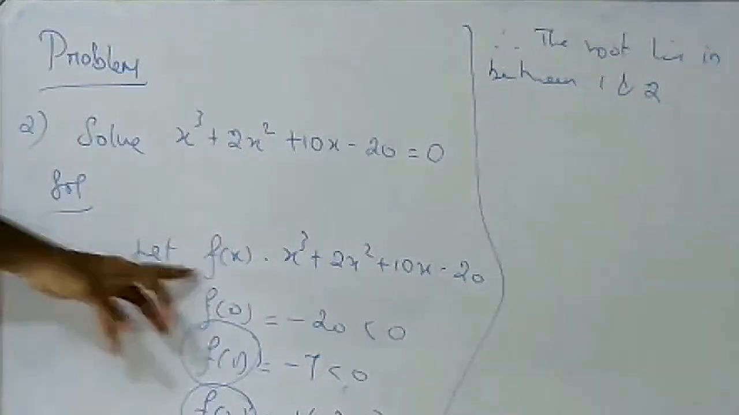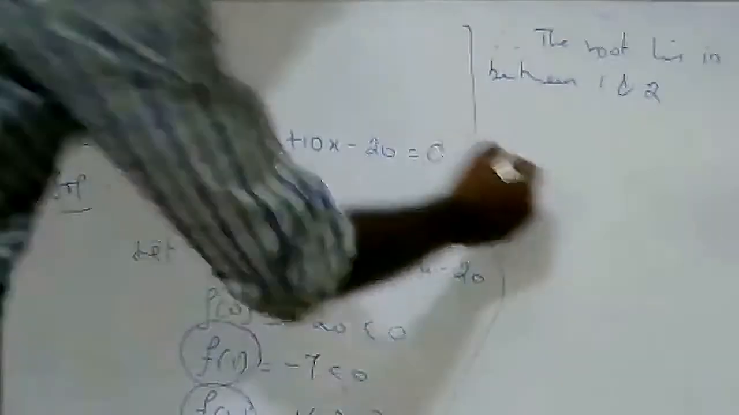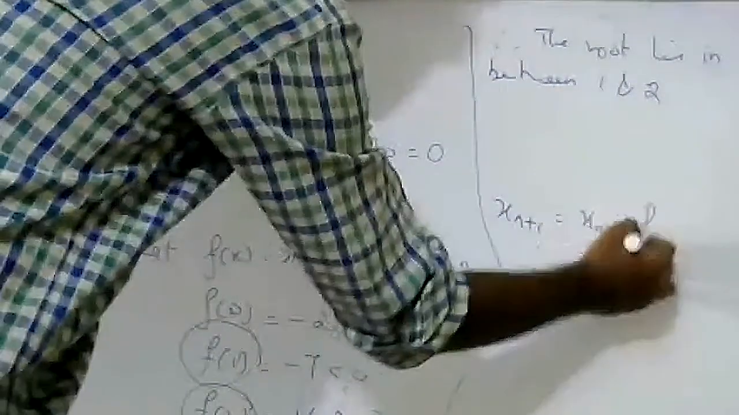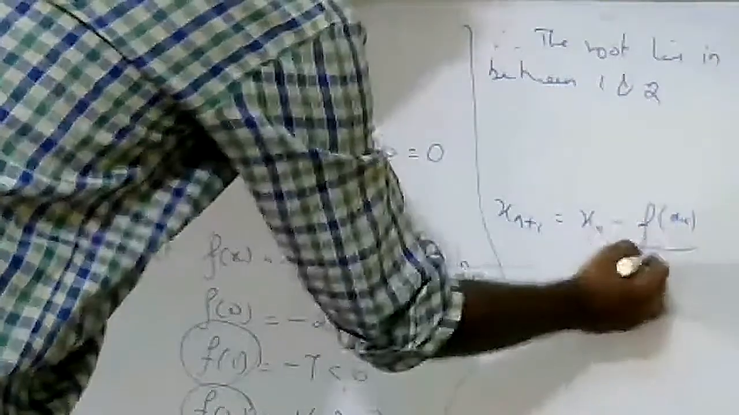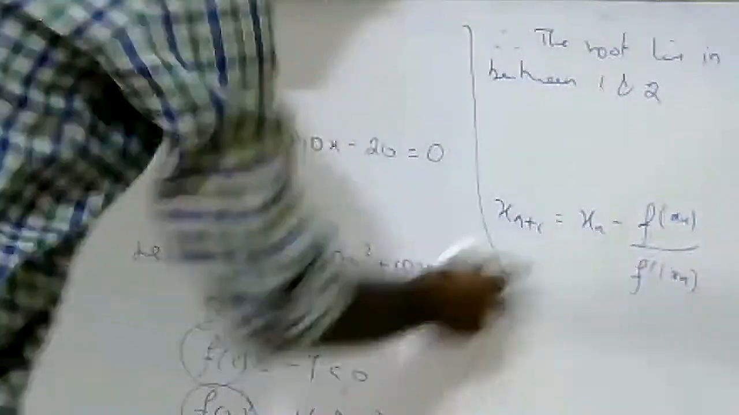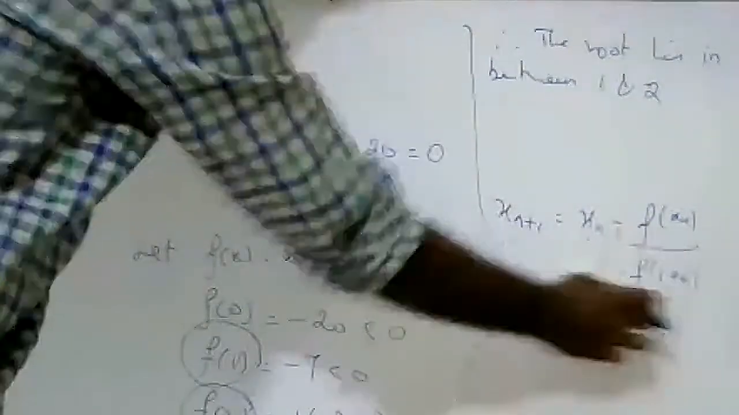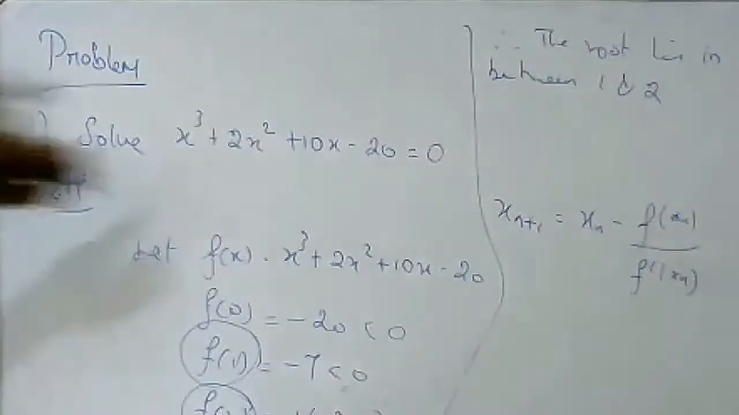Next, f of x formula use பண்ணுங்க. What's the formula for Newton-Raphson? xn plus 1 equal to xn minus f of xn divided by f dash of xn. F of xn, we know. xn plus 1 we will get from the iterative method. What about f dash of xn? So you have to find f dash of x. F of x is given.